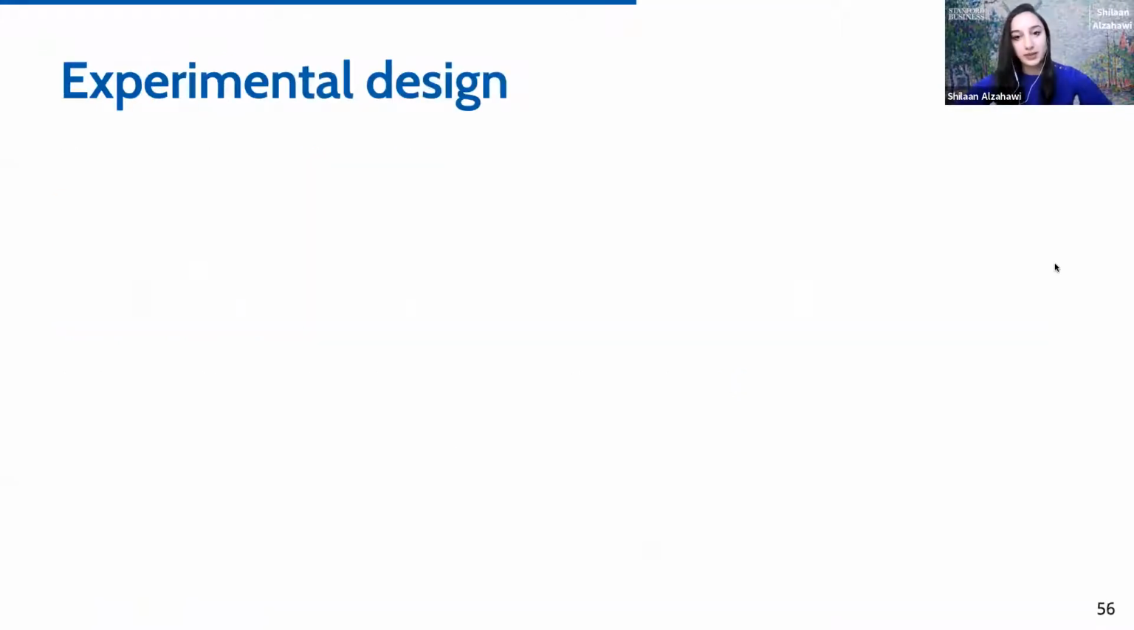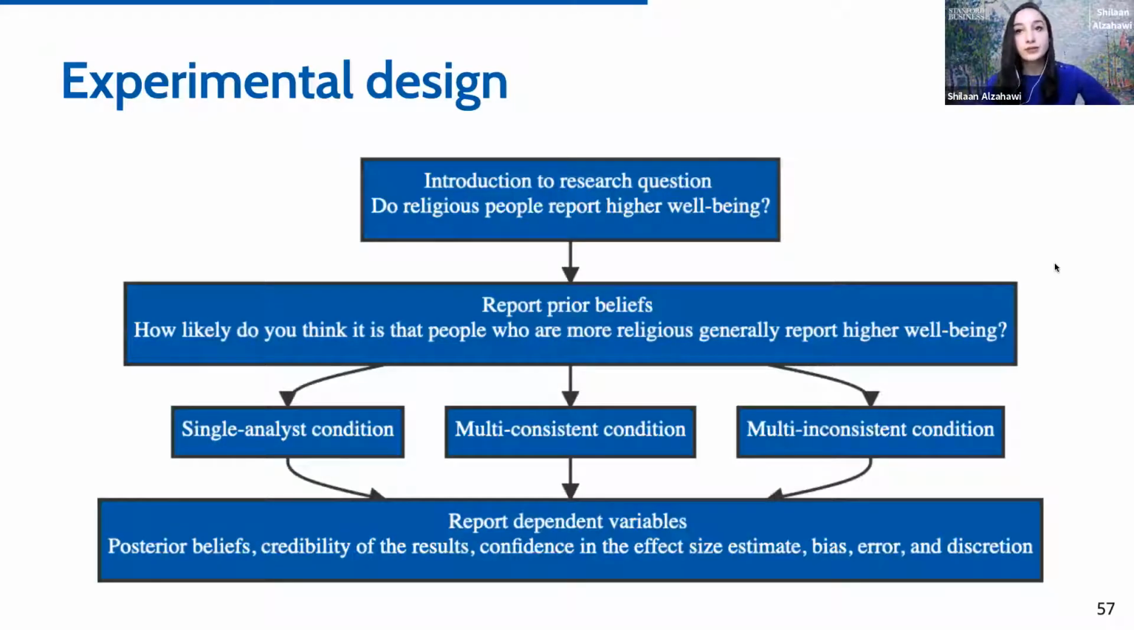So very briefly, the experimental design. Participants are first introduced to a research question. Do religious people report higher well-being? And I actually drew from this research question from a recent in-progress many analyst project, the Many Analyst Religion Project. After they are introduced to the research question, they report their prior beliefs. So they answer the question, how likely do you think it is that people who are more religious generally report higher well-being? After reporting their prior beliefs, they are allocated to one of the 3 conditions that I previously described. And after reading the study results within the condition, they report on the outcomes that we've discussed.